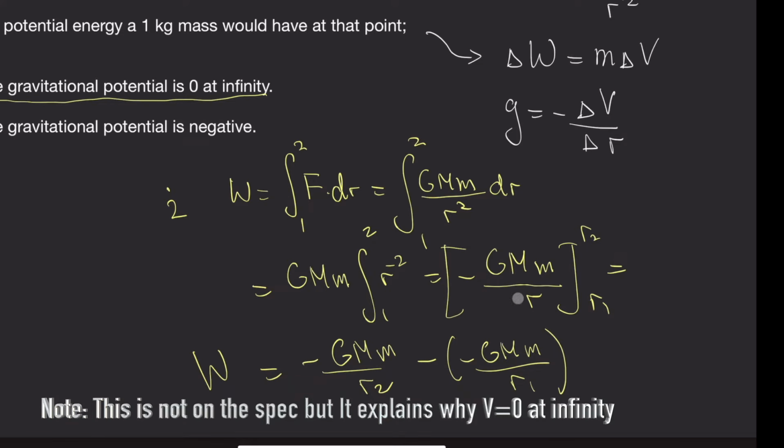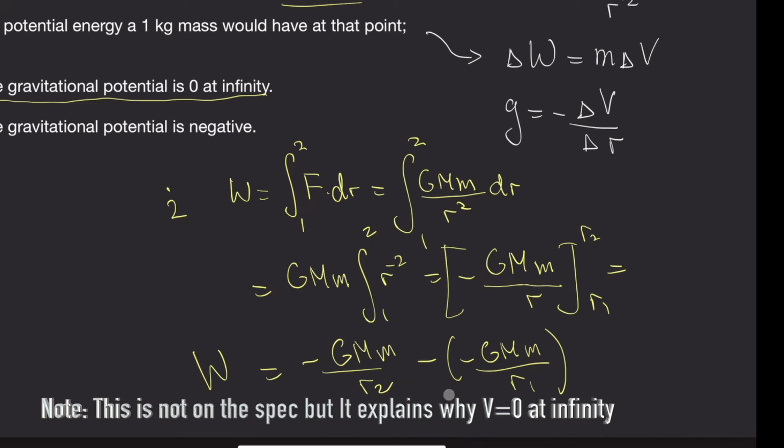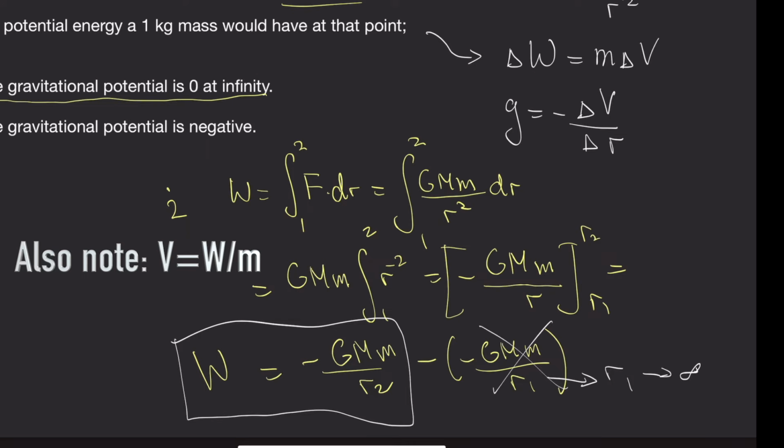However, if we were to take one of those points to be infinity, as in the definition of the gravitational potential, then the limit of this function as r1 essentially tends to infinity, this function will then vanish because it's going to start tending towards 0, and then the work done, the gravitational potential energy, will just be equal to minus GMm over our final position r2. We can even just call it generally r.